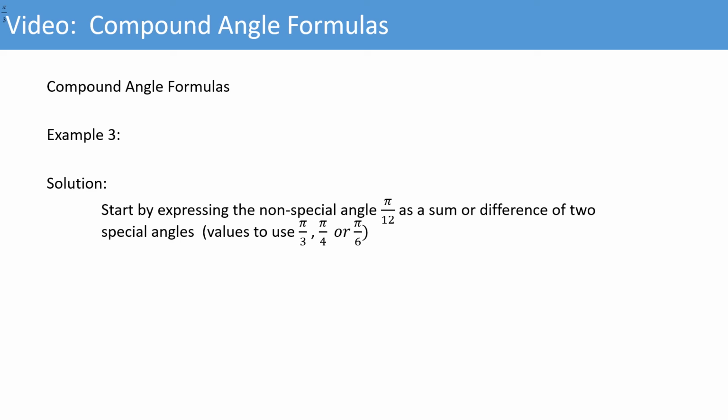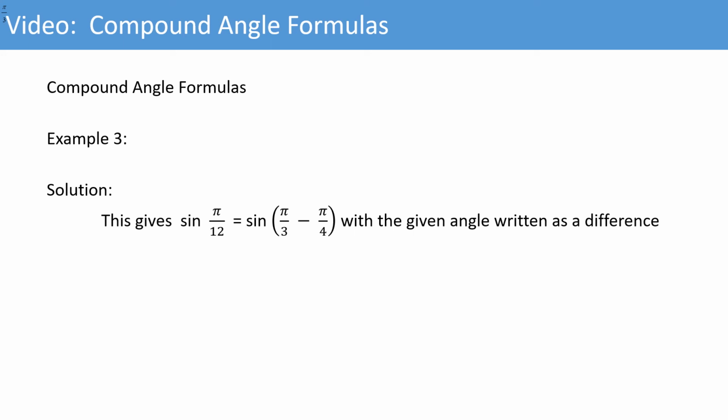Now, we start with pi over 12. We know that it has to be rewritten using pi over 3, pi over 4, or pi over 6, as these are our special angles. Well, we know that pi over 12 is 4 pi over 12 minus 3 pi over 12. We know that 4 pi over 12 is pi over 3, and 3 pi over 12 is pi over 4. Wow, that would work. So we can write the sine of pi over 12 as the sine of pi over 3 minus pi over 4. So we write the angles as the difference.